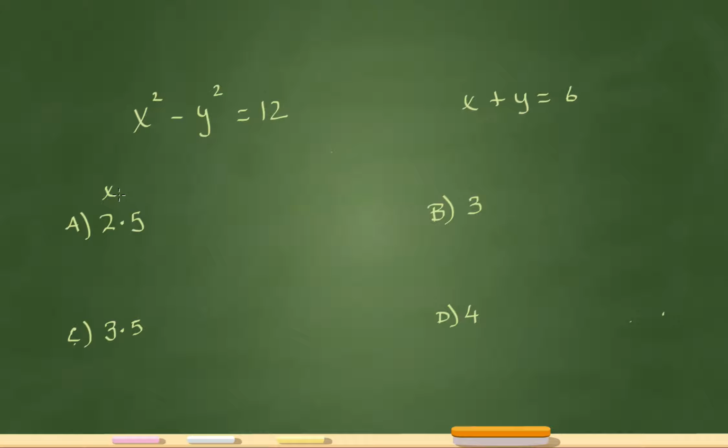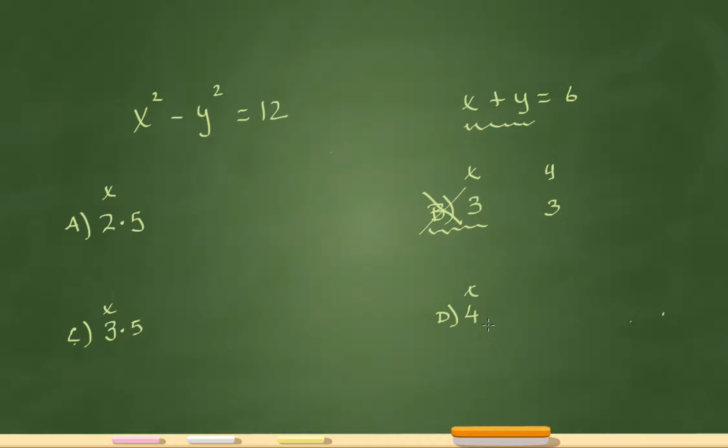Now, the question is saying the answer choices represent the value of x. So let's pretend, I'll start off with B, 3. I'll pretend as if the answer for x is 3. Now I know that x plus y has to be 6. So if x is 3, that tells me that y also has to be 3, because that would satisfy that equation. Now I'll take my x and y and plug them in there to see if that equals 12. So 3 squared is 9, and 9 minus 9 is 0, which is not 12. That doesn't work, so I know I can cross out B.